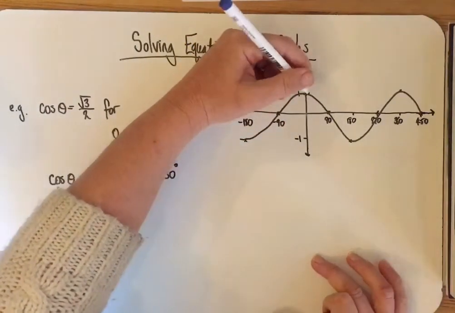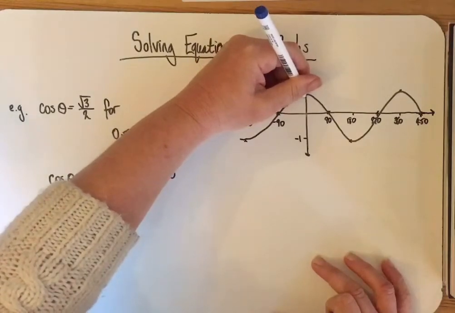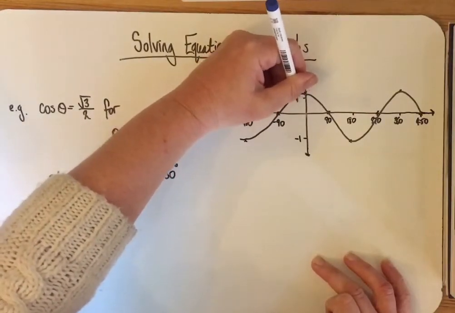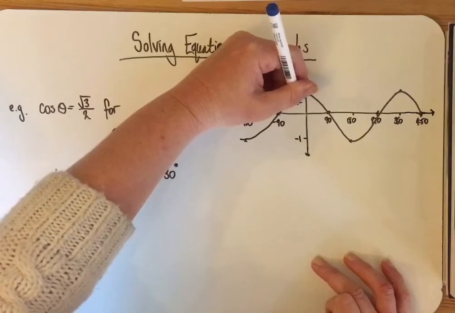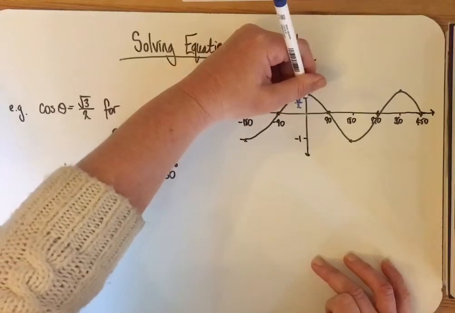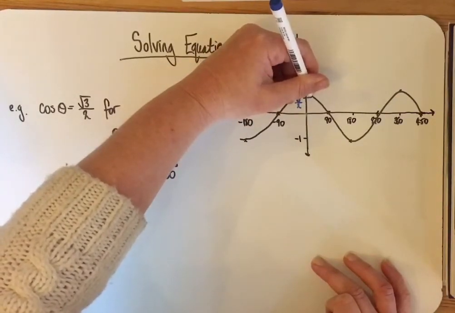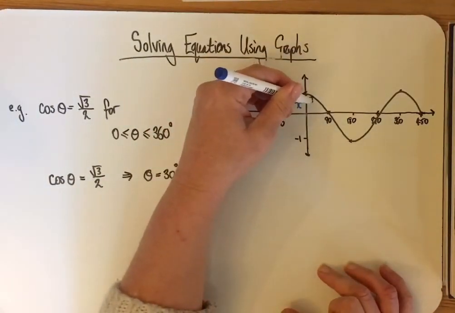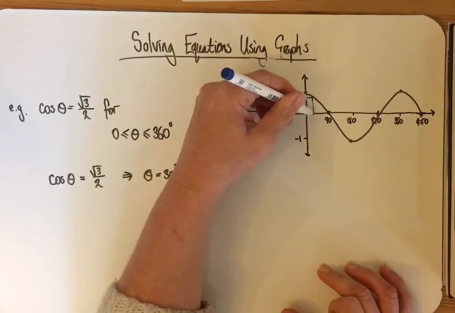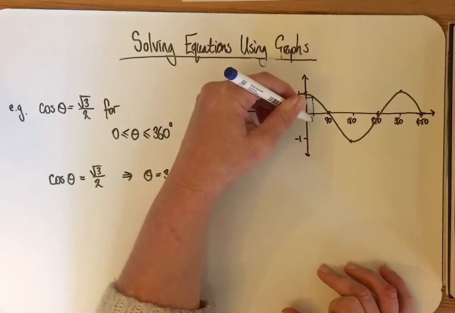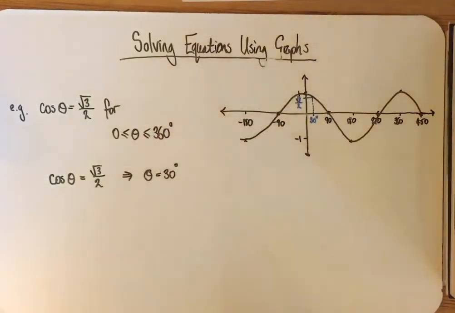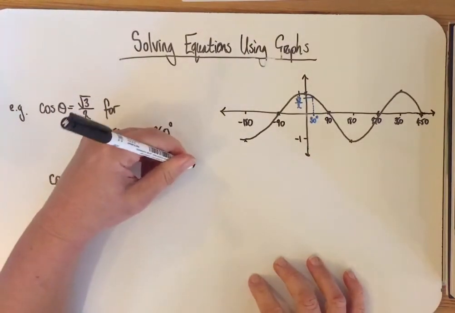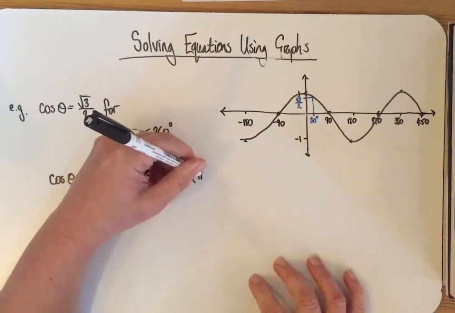If we go into the curve and look what's happening, root 3 over 2 is about 0.8, 0.9, we're up here somewhere. And so if I come across to the curve, that's where cos theta equals root 3 over 2, and I can drop down here, and that there is 30 degrees. That's called the principal value. That's the value that your calculator gives you.